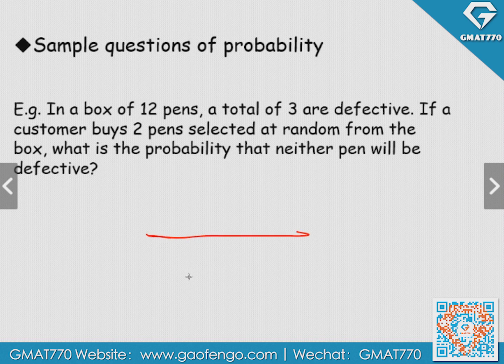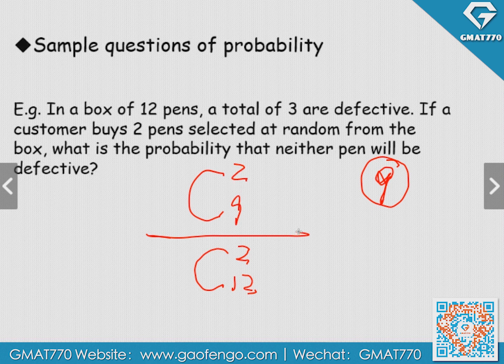So all the outcomes in this question means you can select 2 pens randomly from the 12 pens, right? So we say C(12,2) to represent this. This is all the outcomes. And the outcomes that satisfy this question are those where the 2 pens selected are not defective. So you have 12 pens. 3 of them are defective, which means that 9 of them are not defective. Neither pen will be defective, which means that the 2 pens chosen will be from these 9 pens, right? So C(9,2) represents that the 2 pens selected will not be defective. So this is actually the outcomes that satisfy this question. So you can easily get the answer as 6/11.